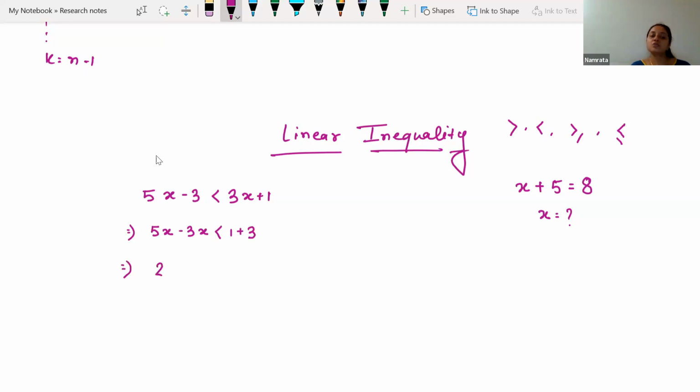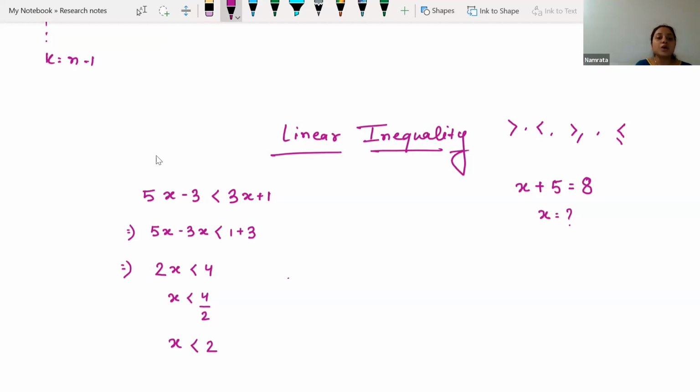Now this became 2x less than 4. X less than 4 by 2. That means x less than 2. Now this is the range of x. This is our solution, that the value of x, whatever it is, will be less than 2.